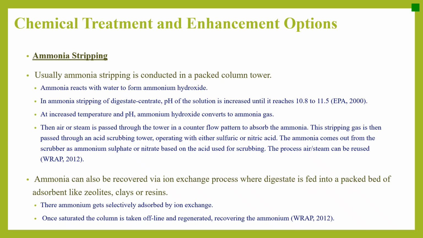Ammonia can also be recovered via an ion exchange process where digestate is fed into a packed bed of absorbent like zeolites, clays, or resins. Their ammonium gets selectively absorbed by ion exchange. Once saturated, the column is taken offline and regenerated, recovering the ammonium.